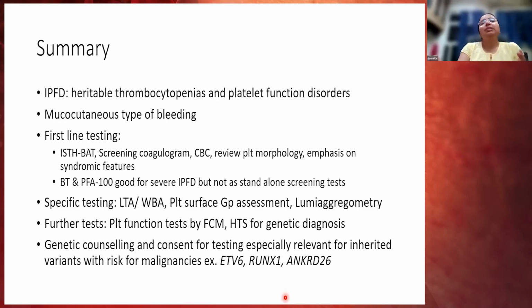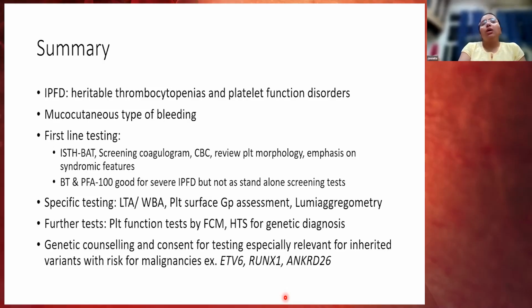For that, specific testing by light transmittance aggregometry, by platelet surface glycoprotein assessment, and if you can add it, Lumi aggregometry is good. Now, the further tests here will be guided by the results of the initial test. You can do the platelet function testing by flow cytometry. You can do high throughput sequencing, electron microscopy if it's required.